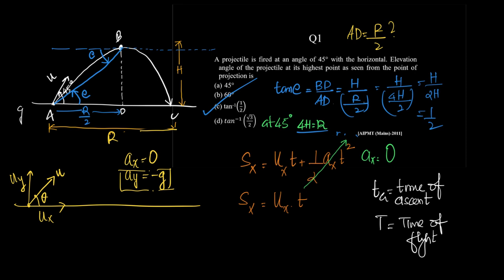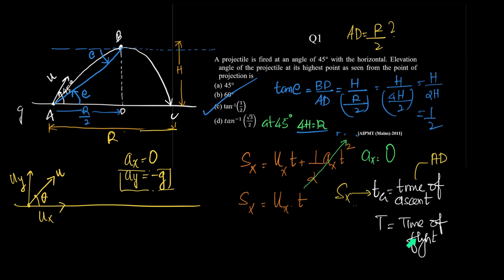So, what is Sx corresponding to Ta? Time of ascent is the time taken to reach from A to B. What is Sx? The horizontal displacement in that time. When it has reached B, the corresponding position is D, and therefore the horizontal displacement is the final position minus the initial position, which is AD. Therefore, Sx at time of ascent is equal to AD.